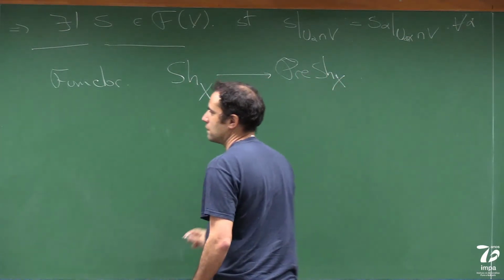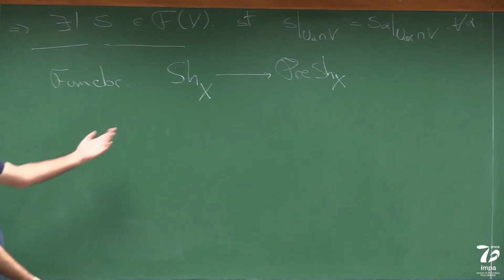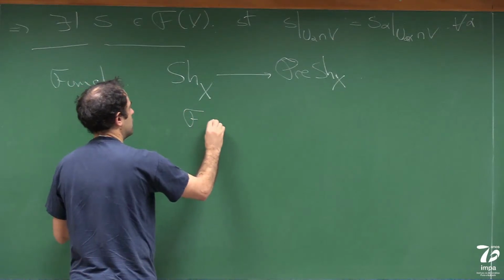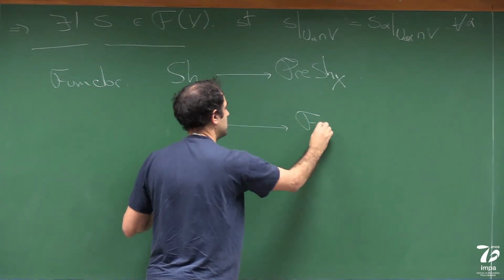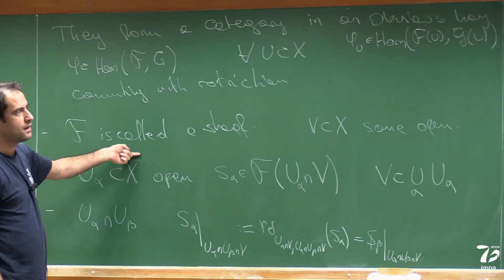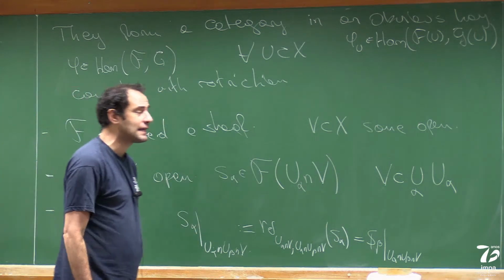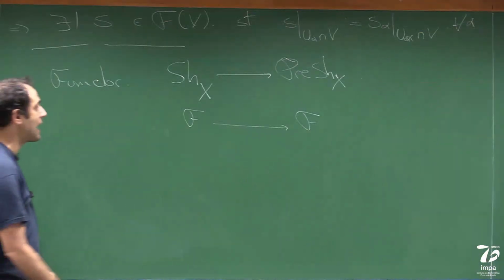By the way, a morphism of sheaves is just a morphism of presheaves. And the functor is just forgetting. You just forget the fact that you satisfy this condition. So a sheaf is in particular a presheaf. But this functor is exact, and it has an adjoint.